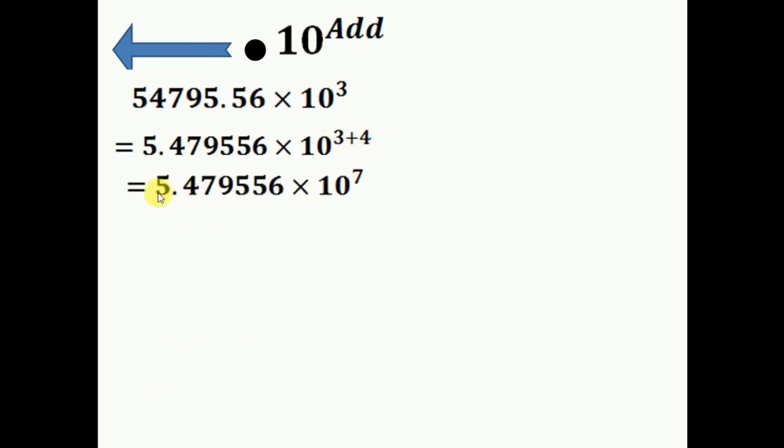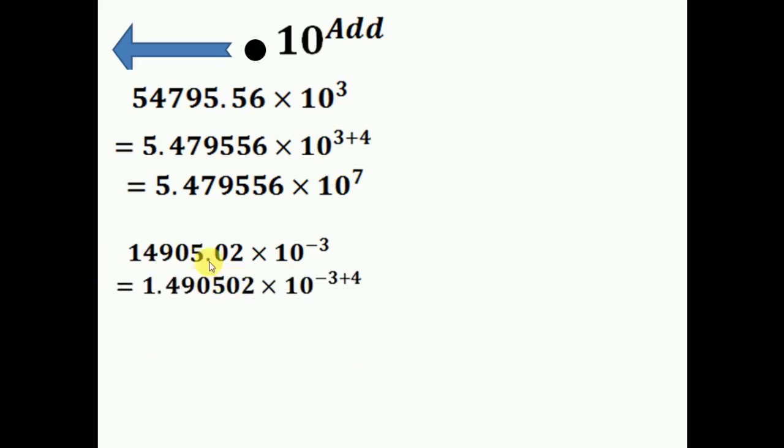Similarly, let's take another example. So this is the final answer after adding 3 and 4. So this is the next example. I'm shifting the decimal point 1 2 3 4 again, but out here the initial power is negative. By shifting I'll get plus 4, because I'm shifting towards the left. So plus 4 because of 4 digits. So minus 3 plus 4 is 1. So this is the final answer.